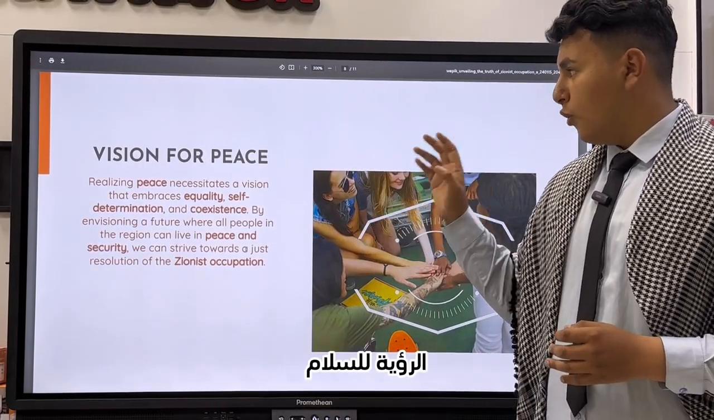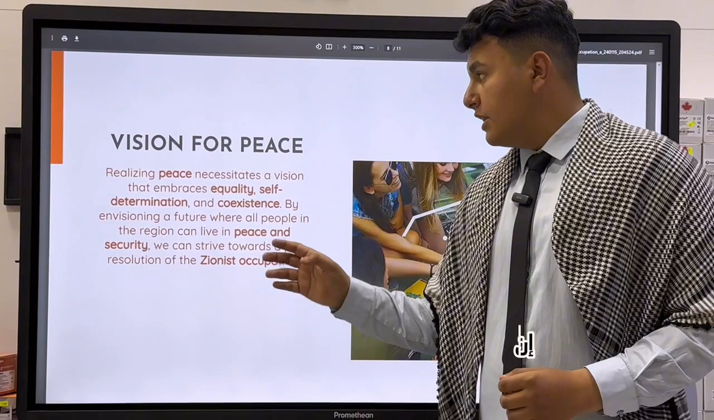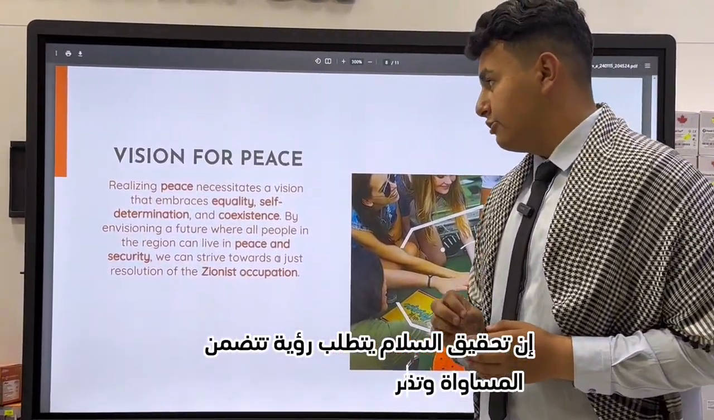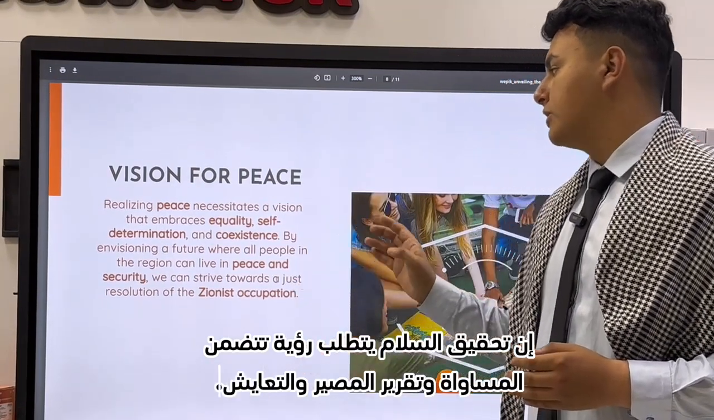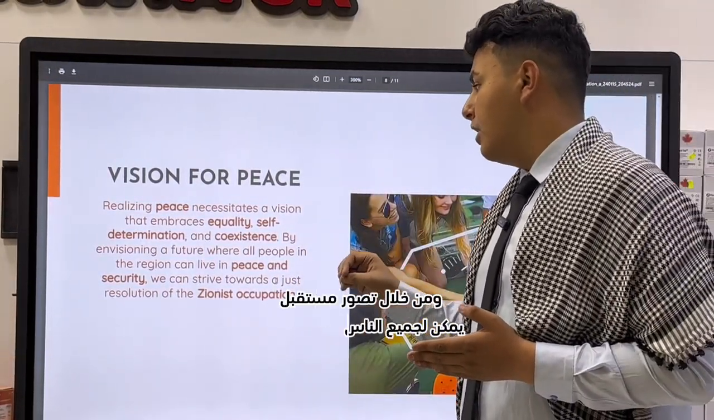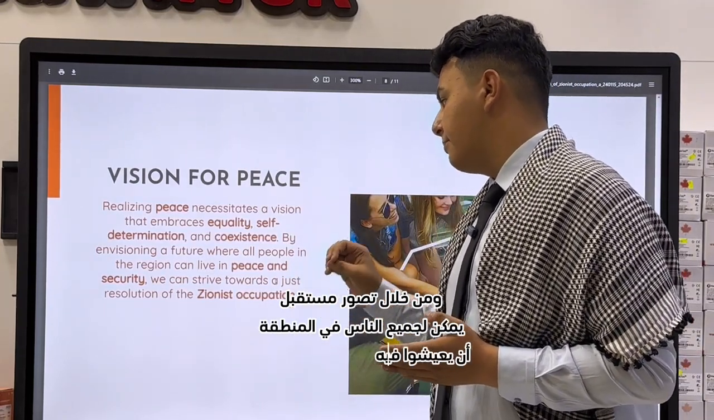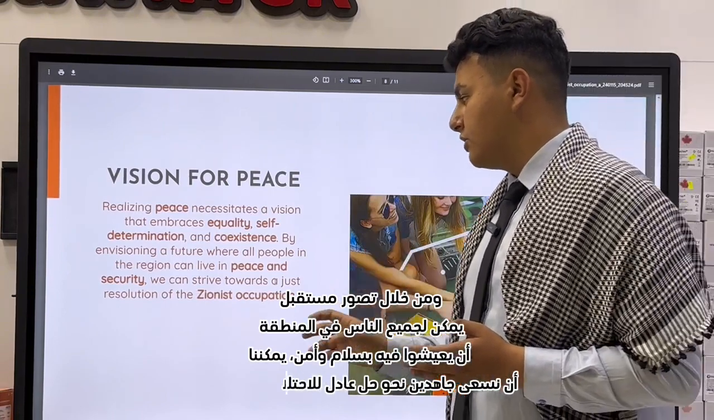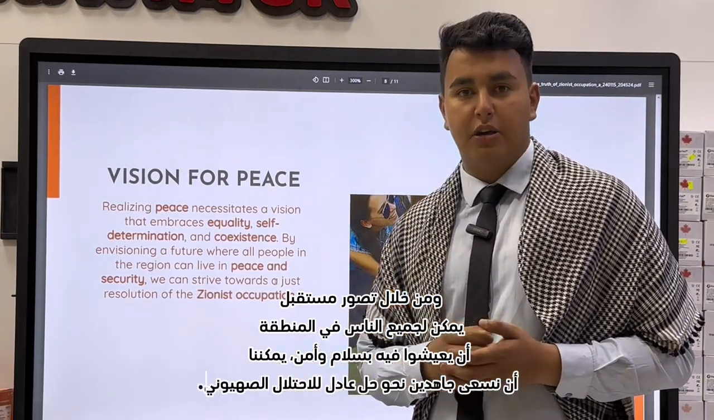A vision for peace. Realizing peace is a necessity, a vision that embraces equality, self-determination, and coexistence by envisioning a future where all people in the region can live in peace and security. We can strive toward a just resolution of the Zionist occupation.